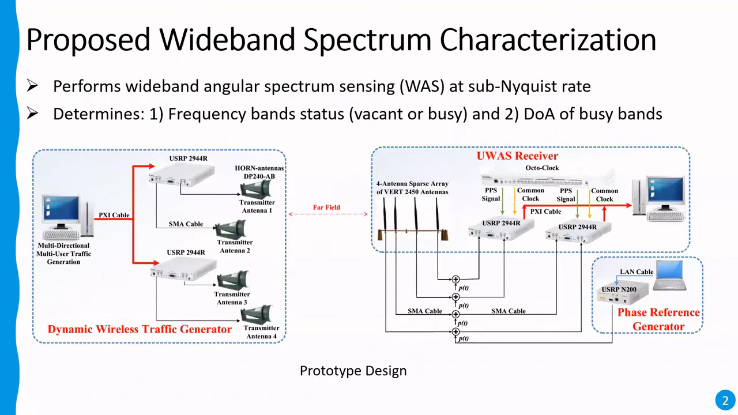The block diagram shows the prototype design of the proposed wideband angular sensing. It consists of three modules. The first module is Dynamic Wireless Traffic Generator. This module generates the wireless multi-directional multi-user signal with the help of NI-USRP 2944R and horn antennas.